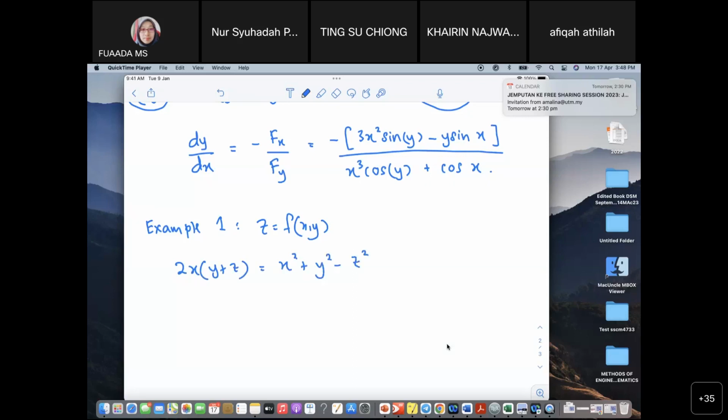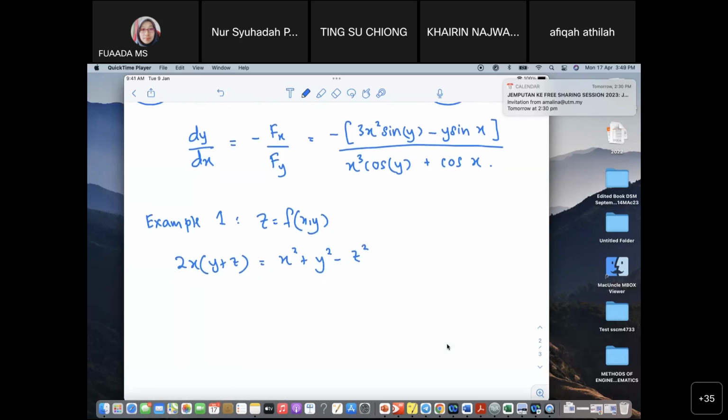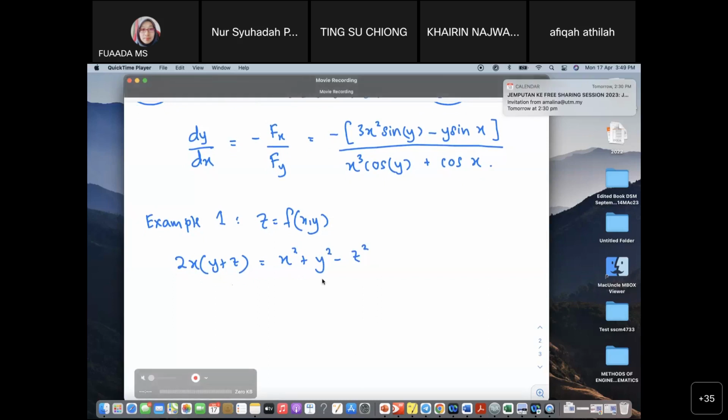Okay, in order for you to obtain the implicit derivative, you must have the function equal to 0 if you want to use the formula. The formula must have a function that equals zero. So you have to rewrite this one to be equal to 0.